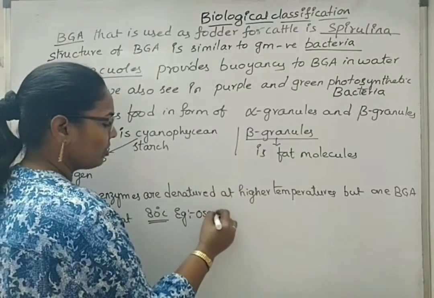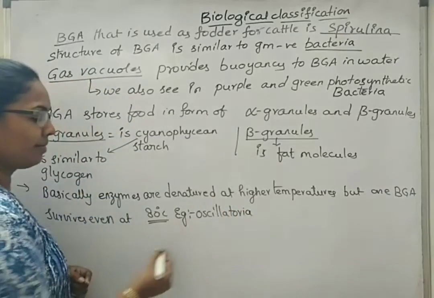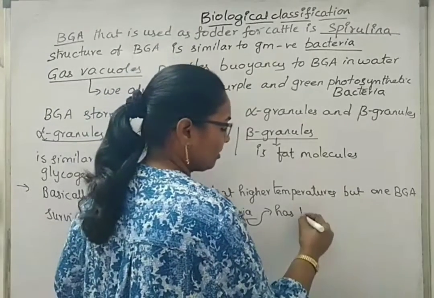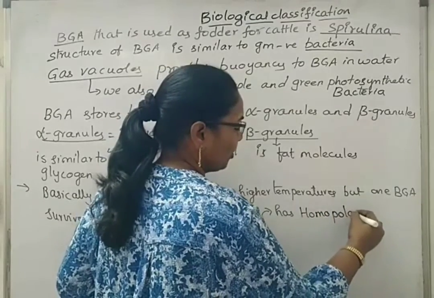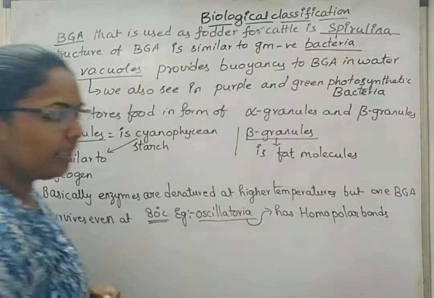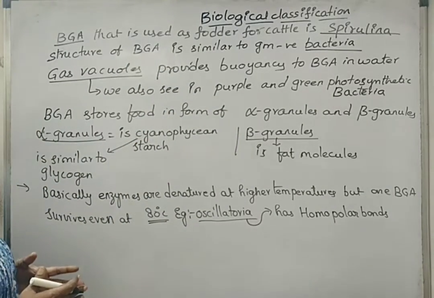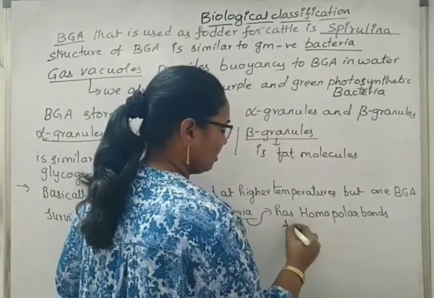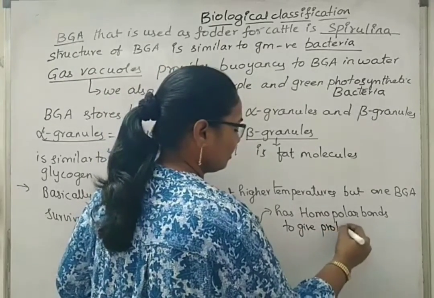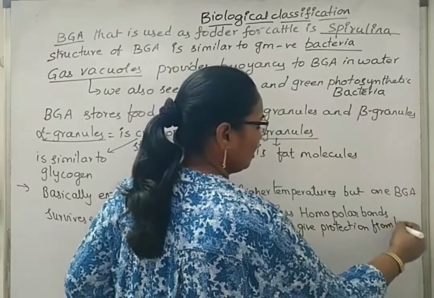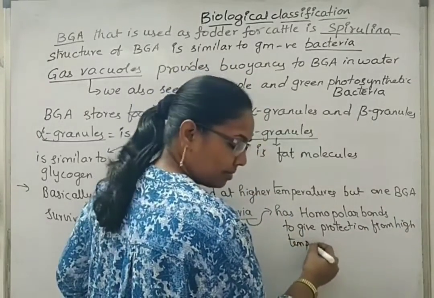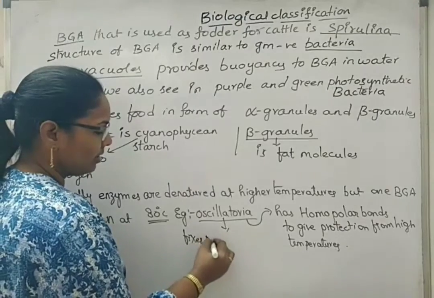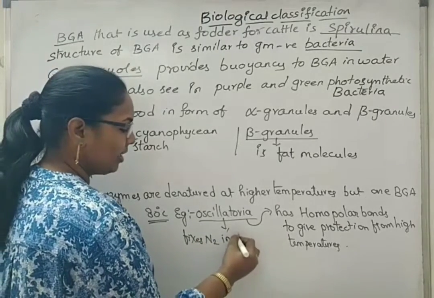Example is Oscillatoria. Oscillatoria has homopolar bonds. These bonds give the capacity to tolerate even higher temperatures, protection from high temperatures. Now, this blue-green algae fixes atmospheric nitrogen in rice fields.